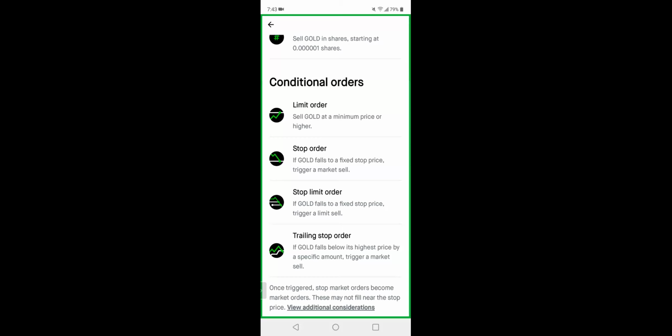Stop limit order, you actually tell them the exact price. Then the trailing order, you could use an exact price or a percentage. You could tell them if the price moves by 5%, to sell you out. All right, that will be all for today.